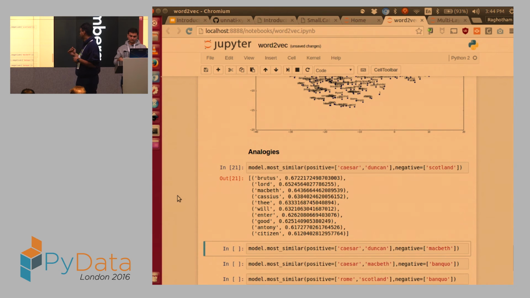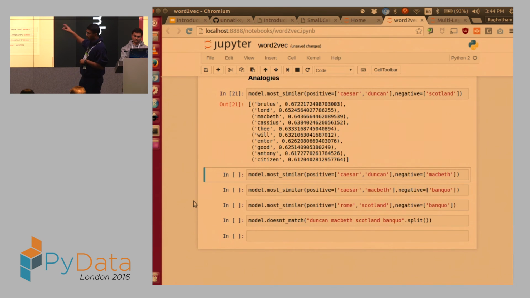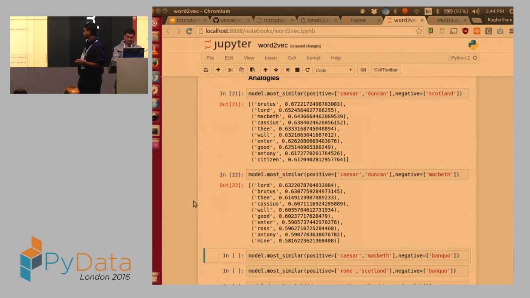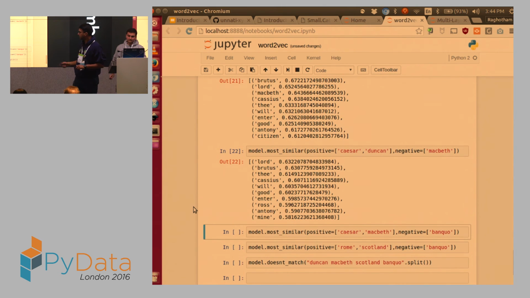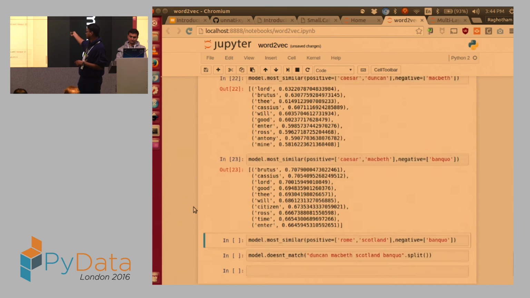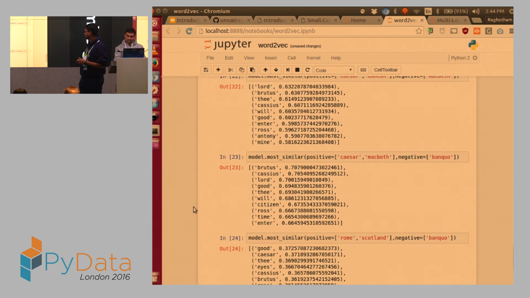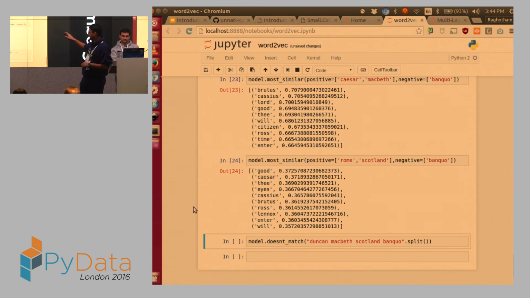You see that the way it's understood the relation is Duncan is related to Scotland, and Caesar is related to Brutus. I think Duncan was killed by Macbeth, so Duncan and Macbeth were related in a way, and we're trying to see who Caesar is related to. Caesar is related most to Lord, so a lot of people are calling him the Lord. And the very next that Caesar is related to is Brutus. And we're trying to see the same with another character called Banquo. So these are analogies.